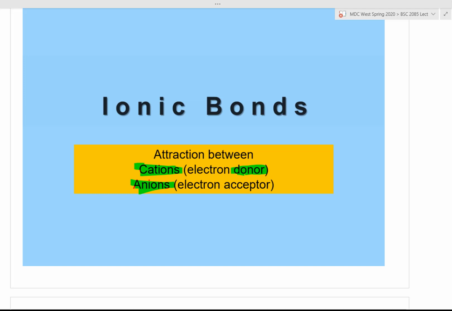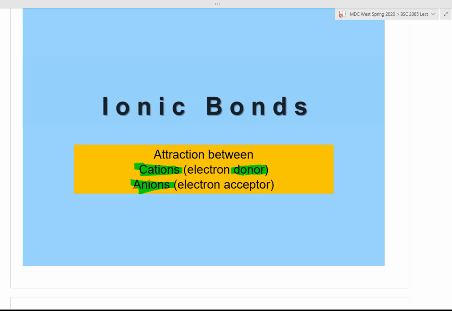If you donate the electron, do you become more positive or more negative? So cations tend to be what? Positive, because they donate their electrons. Does that make sense? I remember a professor of mine in high school, she said, cats are good. So remember, cations are positive most of the time.